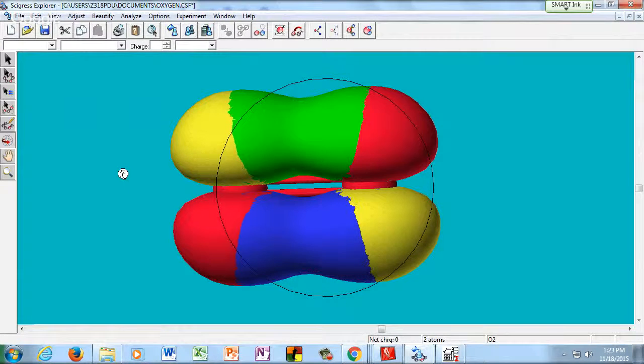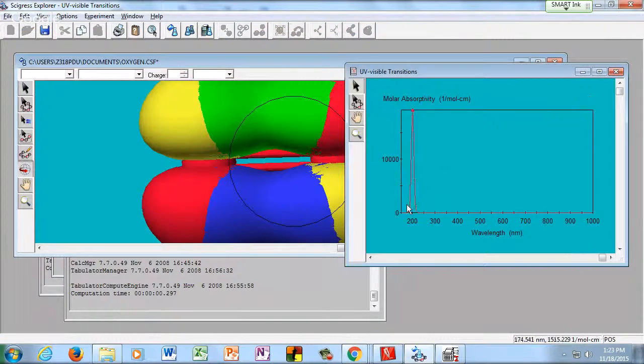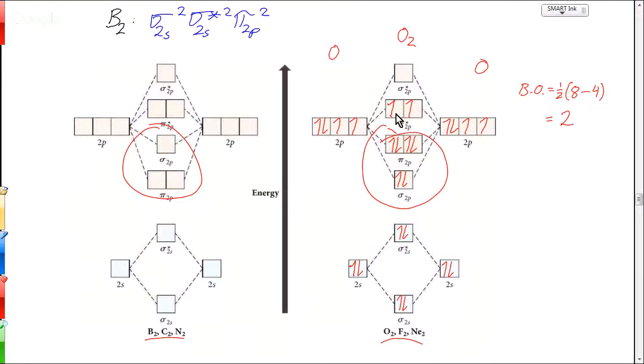So when an oxygen molecule absorbs light, we're going to predict that it's going to absorb that light around 200 nanometers, and that energy light promotes an electron from the pi to the pi star. So it's a pi to pi star transition. That's something that we can actually predict from this diagram. So I want to give you a couple other words that we'll use.